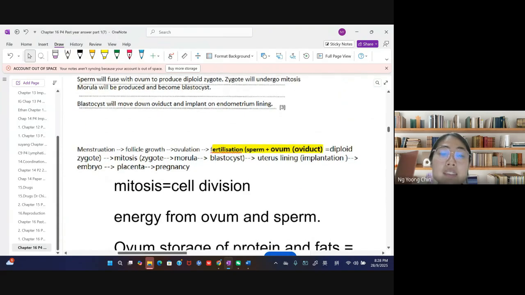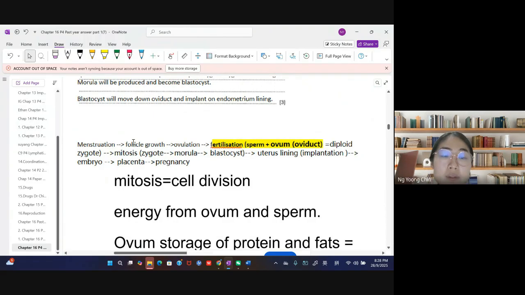So here's the process, right? For the menstrual cycle, they grow follicles, from the primary follicle becoming secondary, then becoming the Graafian follicle. They will undergo ovulation, so they will release the ovum. The ovum will fertilize with the sperm and become the diploid zygote. The diploid zygote will undergo mitosis and form a ball of cells, which is known as a morula. Maybe it's about 32 cells like that. From 2 cells it becomes 4 cells, 8, 16, 32, or 64 cells, and then it becomes a blastocyst, right? So then it can implant on the uterine lining.